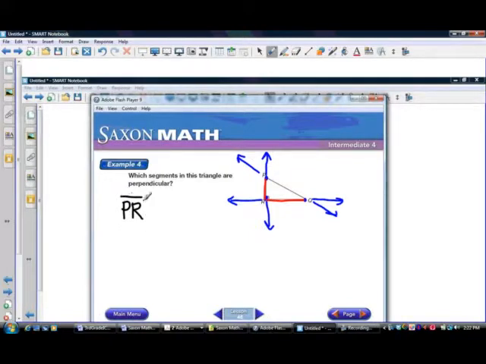Now if I'd put little arrows on the end, that means I'm talking about the entire line, but I'm not. I'm just talking about a little part of it. So this is one line segment. You have to have two to be perpendicular, and this is the other one. So what would I call it? I would call it line segment RQ, with that line right over that. So one of the things I would expect you to do is to be able to look at this and read it properly. So which segments in this triangle are perpendicular? Your answer would be line segment PR and line segment RQ.